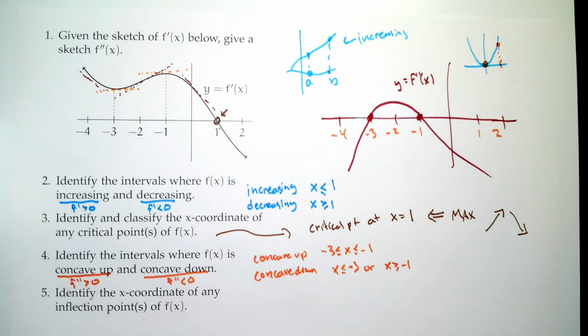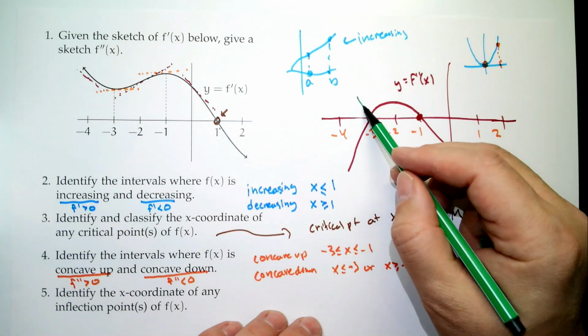Now the last part, number 5, says identify the x-coordinate of any inflection points. So where do we find inflection points? That's the second derivative. What are we looking for? The second derivative equals 0 is a place where we check. In particular, when we're looking for inflection points, we're looking for concavity changing. So we can do it without the picture. We can actually look here. But for the picture, it's easy to spot.